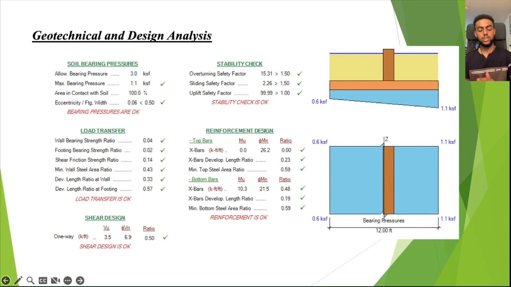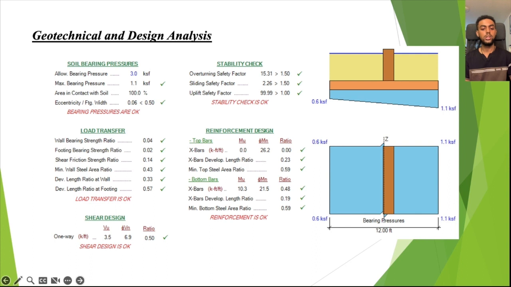The stability check, covering overturning, sliding, and uplift, shows factors of safety well above the minimum required, which indicates that the footing will remain stable under various load conditions, including the environmental load specific to the fish passage project.